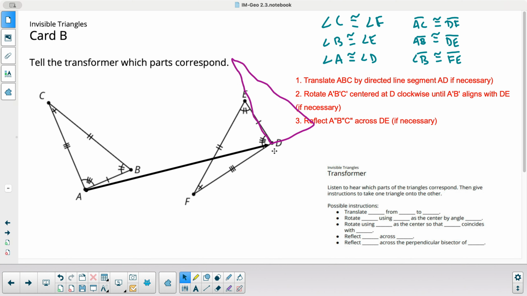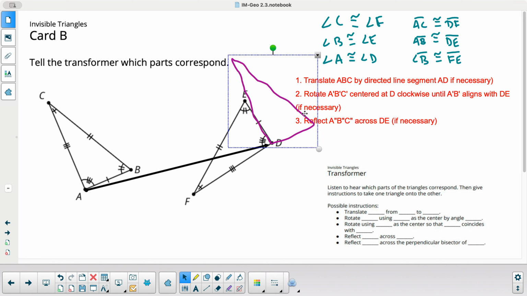And then I rotate, so this will be my A prime, B prime, C prime. Rotate A prime, B prime, C prime centered at D clockwise until A prime, B prime, that'd be this side right here, lines up with DE. No, I'm sorry, AB is right here. A prime, B prime is this side, lines up with DE.